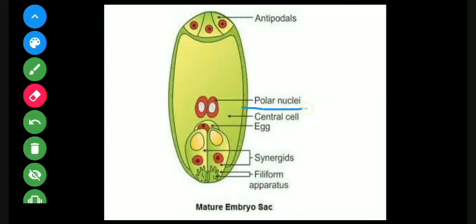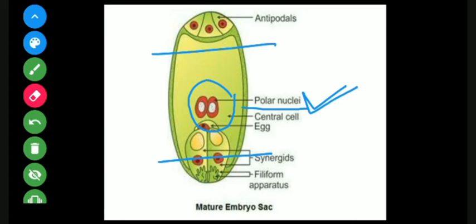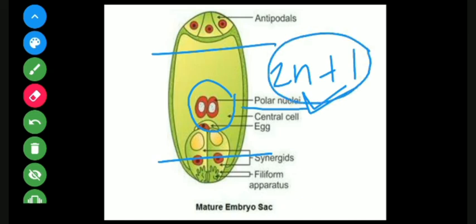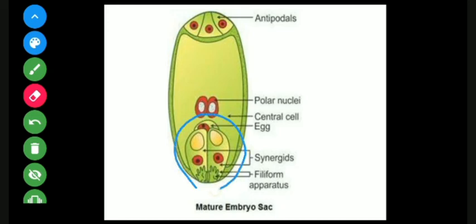Now the next part is the polar nuclei. I hope you remember the polar nuclei are formed by migration of 2 nuclei from each pole. So this is already diploid in nature, with which one male gamete will fuse to form the triploid endosperm. This endosperm is nutritive in function for the embryo. And the last part, the lowermost part towards the micropylar end, is called the egg apparatus. Now you have to remember the egg apparatus consists of a central large egg. Can you see here the behind part?